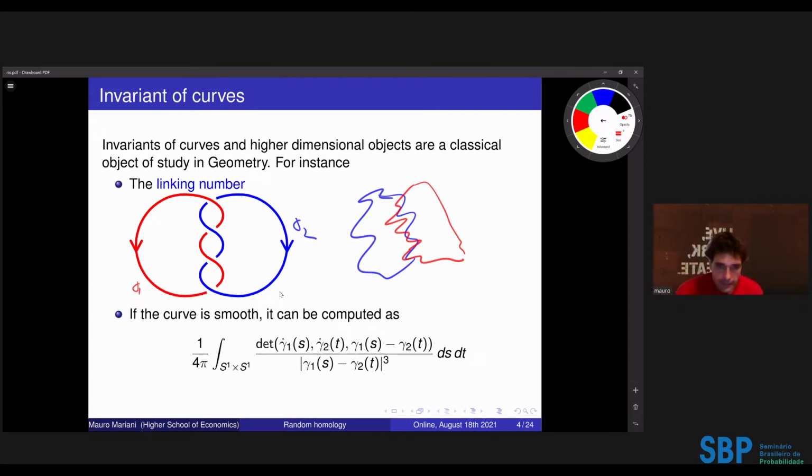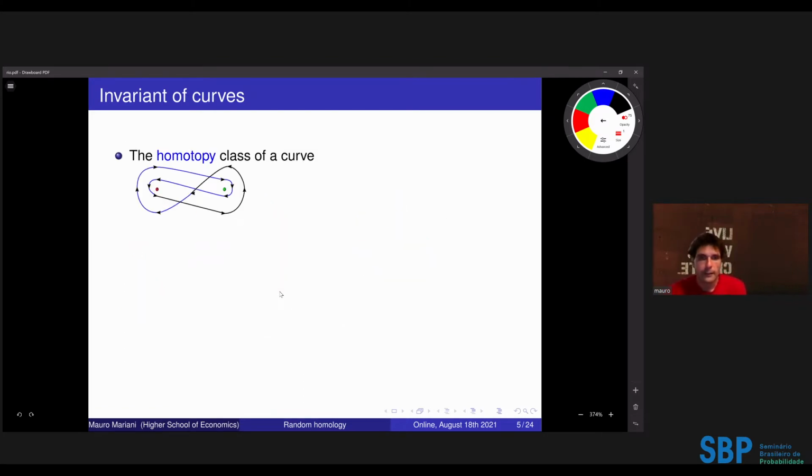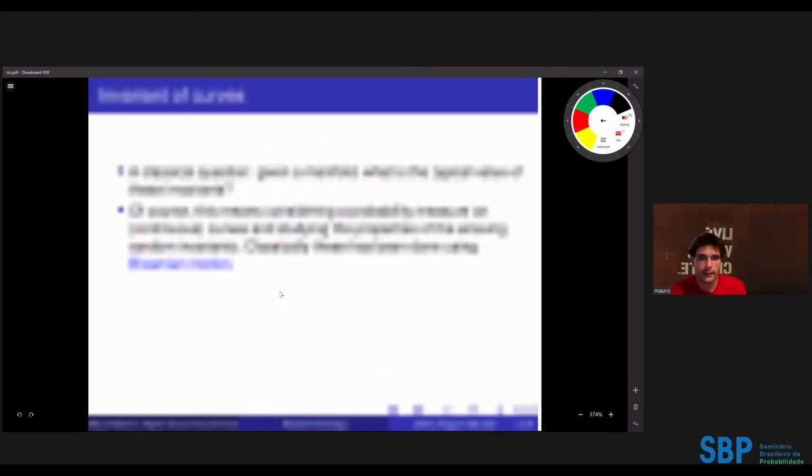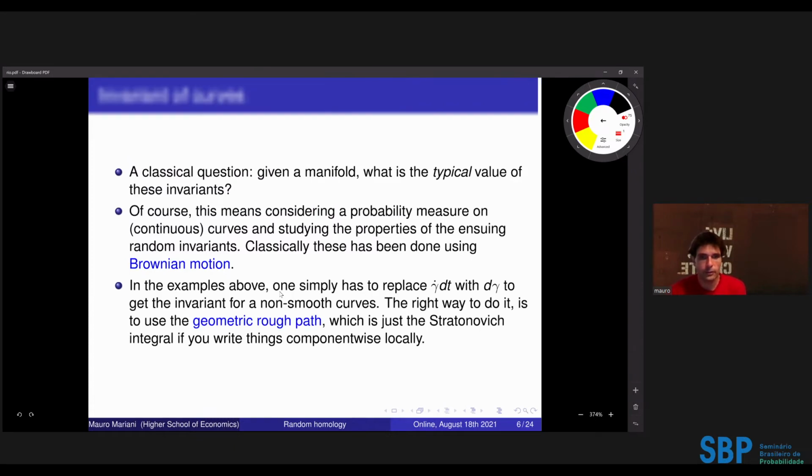So it has a meaning also if gamma 1 dot, gamma 2 dot doesn't exist. But in this case, the easy guess is to use the geometric rough path. So in some sense, what you will get if you approximate this writing with smooth curves. And if you write it component-wise, as in the previous cases, this is just Stratonovich.